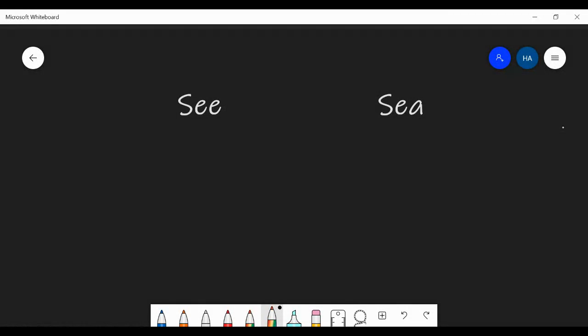So the first one is see. Obviously, you use your eyeballs to see something. I can see the blue sky. The second one, SEA, is sea like the ocean or waves. So that's the two, see and sea.